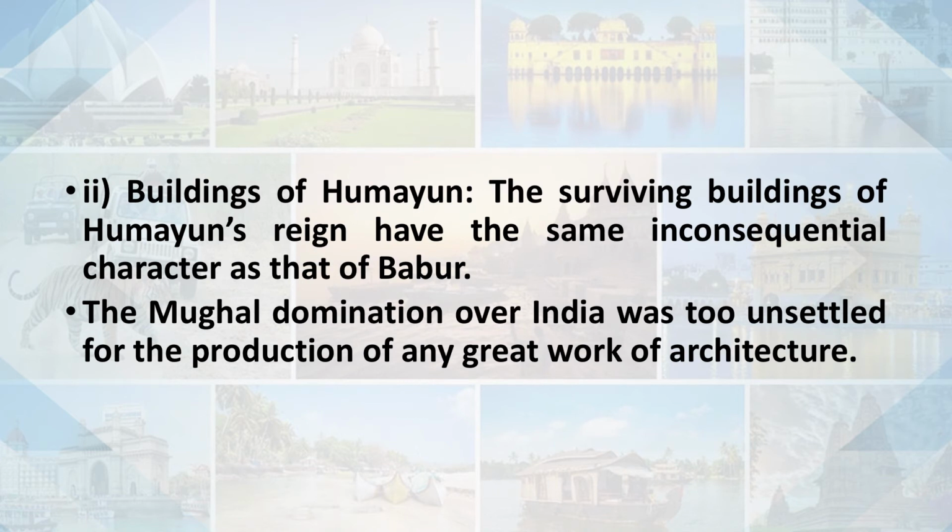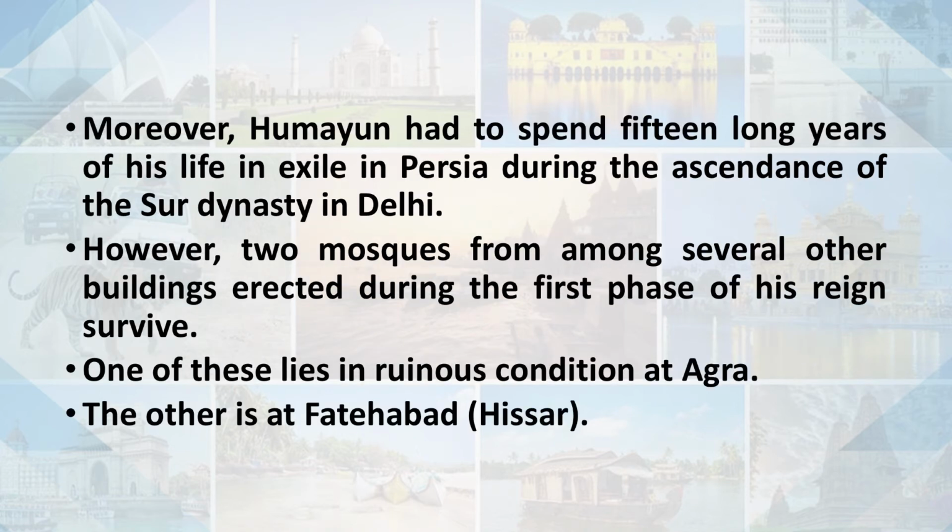Buildings of Humayun. The surviving buildings of Humayun's reign have the same inconsequential character as that of Babur. The Mughal domination over India was too unsettled for the production of any great work of architecture. Moreover, Humayun had to spend 15 long years of his life in exile in Persia during the ascendance of the Sur dynasty in Delhi. However, two mosques from amongst several other buildings erected during the first phase of his reign survive.